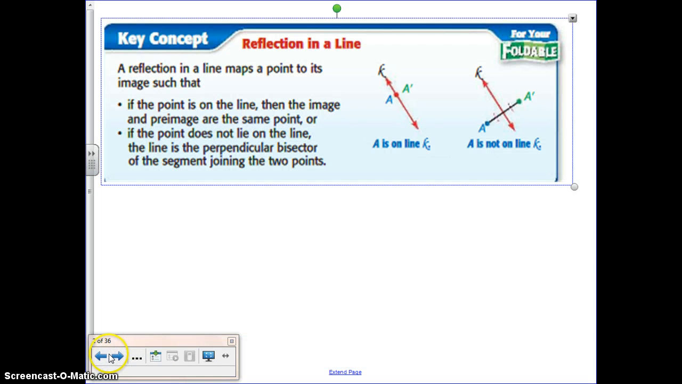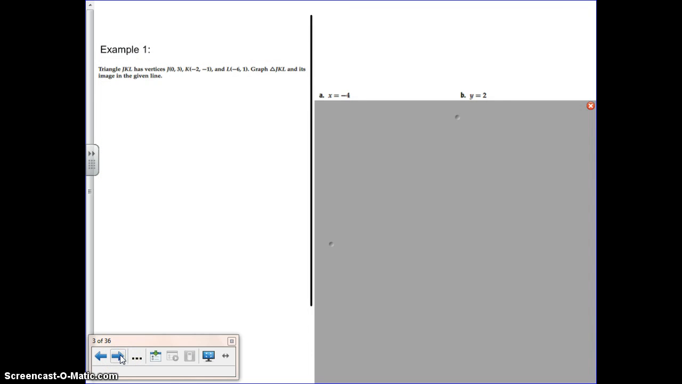First of all, a reflection. A reflection with a line is a situation such that the line maps a point to the image, and that point to the image is going to be equidistant. So if the point is on the line, then the pre-image and the image are on the same point. Or if the point does not lie on the line, the line is a perpendicular bisector of the segment joining the 2 points. So today we're going to focus our attention mostly though on coordinate grids.